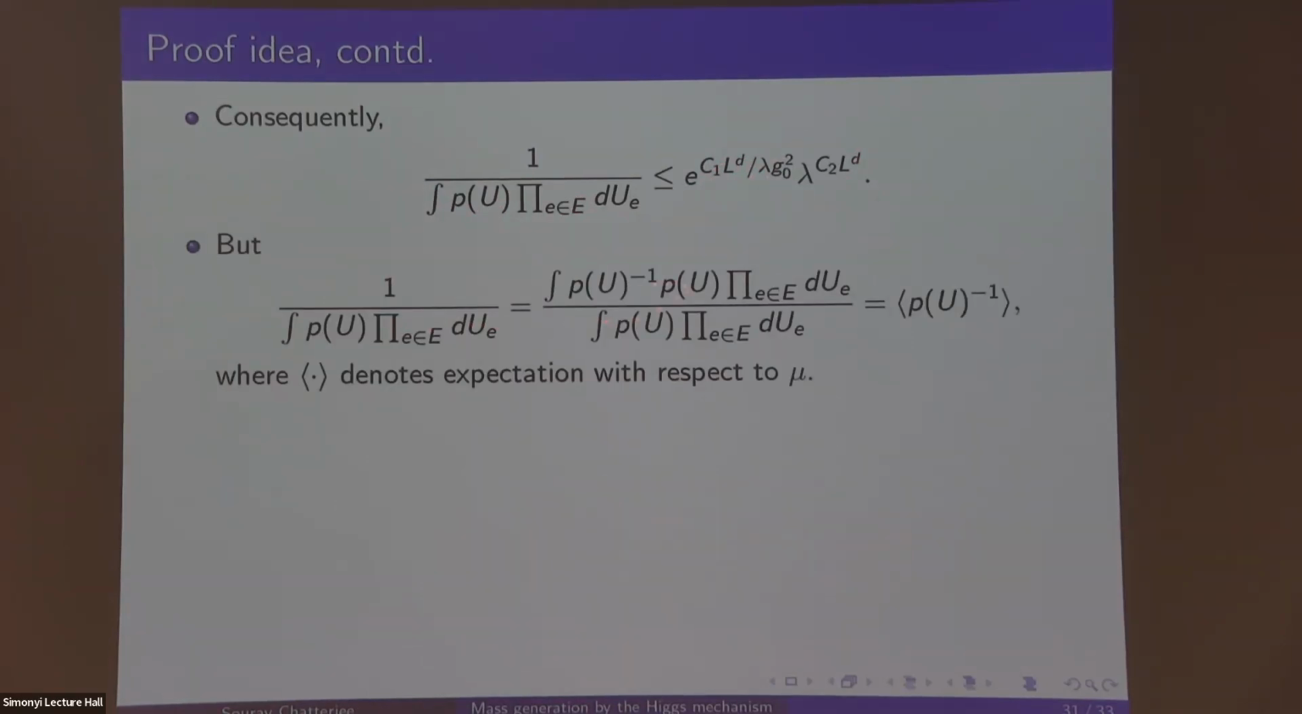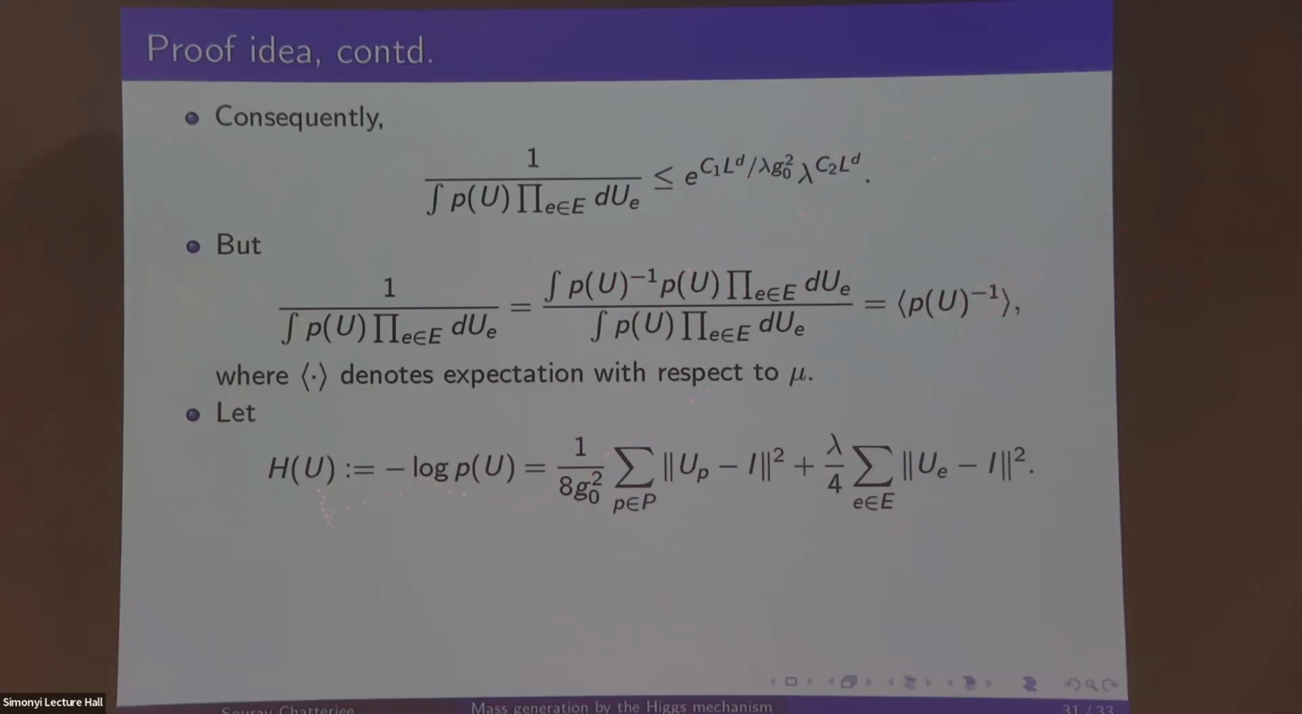But the normalizing constant, the one you can write, is the integral of p_u inverse p_u du. So it's the expectation of p_u inverse. So that is bounded by this. So now you take h_u to be minus log p_u, which is just this term.